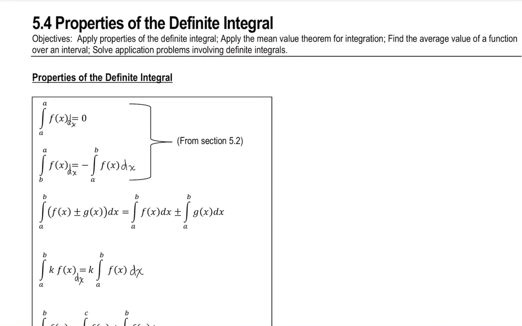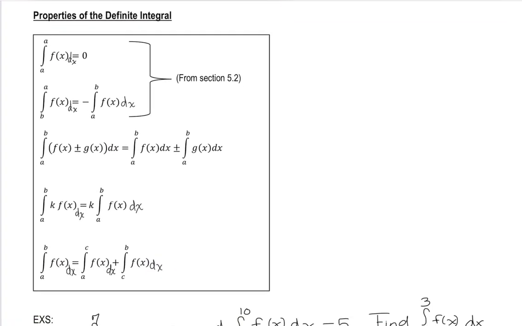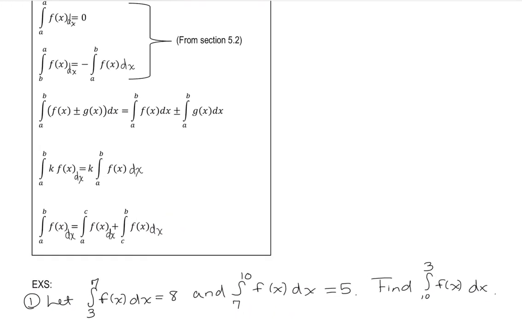So we've talked about these before, either formally or informally, so I'm not going to spend a lot of time going over them. So the definite integral from a to a of f of x dx is 0. If you switch the limits of integration, you get the opposite result. You can take a definite integral term by term, and we were already using these, even these last three, in the last section. If you have a constant multiple, you can bring that out in front of your definite integral.